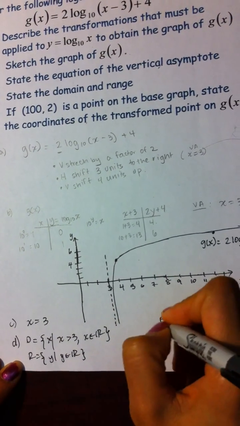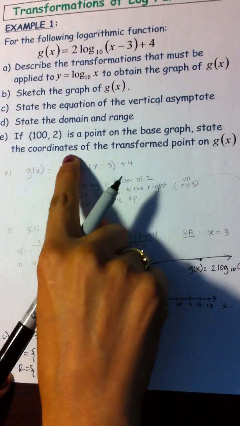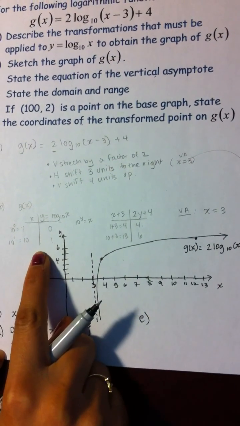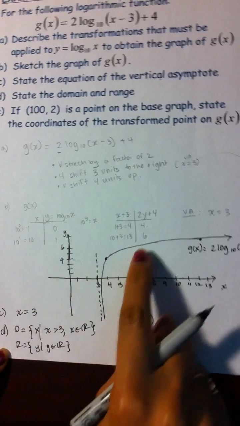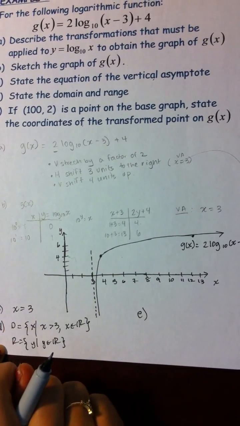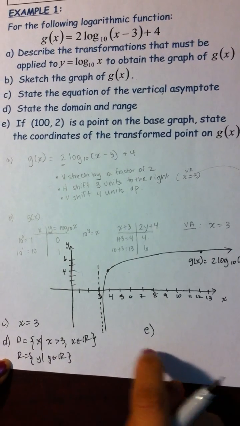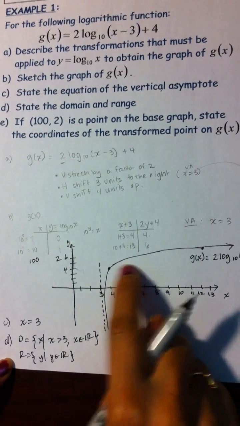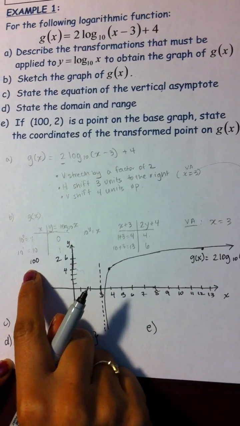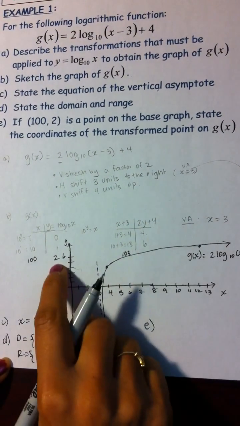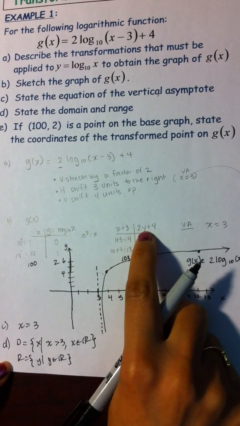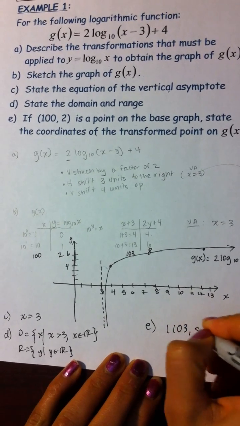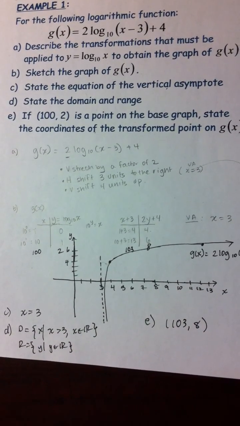Okay, good. And then part E, it says, if (10, 2) is a point on the base graph, state the coordinates of the transformed point on g of x. So I'm just going to go back to my original point there and then be able to transform it. So I'm going to refer back to part B to be able to do part E. So if my point is (10, 2), what would my transformed point be? Transformed point would be, so that's 10 plus 3, which is 13. And then 2 times y, which is 2 times 2 is 4, plus 4 is 8. So my new point would be (13, 8). All right, and that's it for example number 1. Thank you.